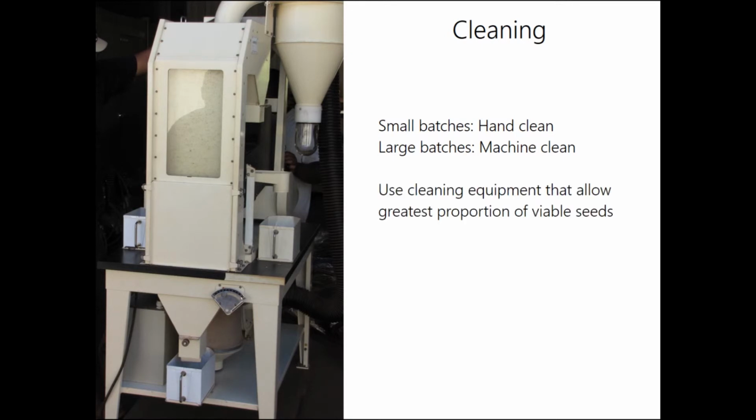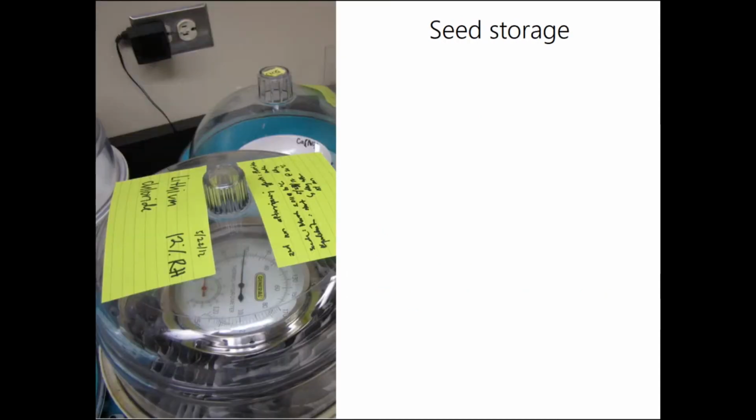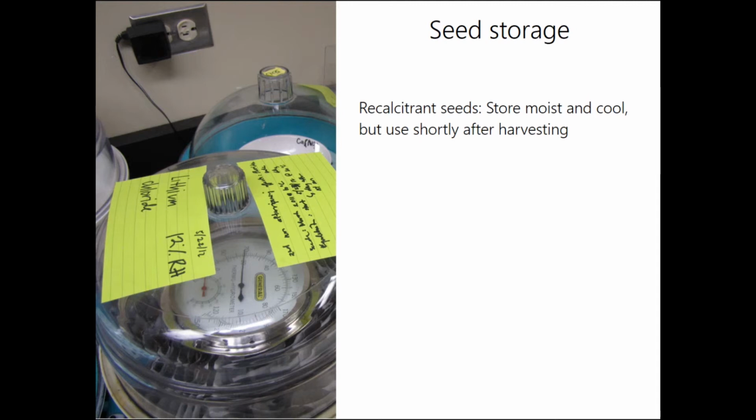Try to calibrate your cleaning equipment to retain the greatest proportion of seeds. Observe the chaff at the other end of the cleaning equipment to see if there are any small viable seeds in it, and then calibrate as needed. When cleaning between seed lots, thoroughly clean the equipment so that there's no mixing of seeds. Seed storage: recalcitrant seeds, store them cool and moist, but use them immediately.